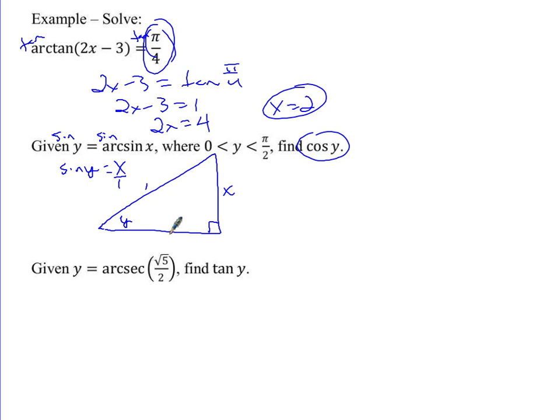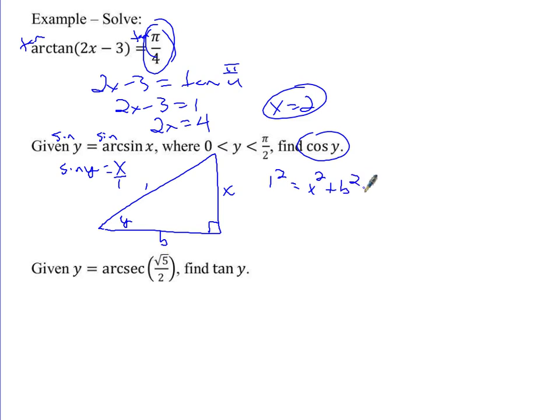Now, I don't know this side. We can find it because it's a right triangle. How am I going to find this? The Pythagorean theorem, yeah. So it's going to be 1 squared equals x squared plus whatever you want to call this, a or b, because the Pythagorean theorem is a squared plus b squared is c squared. B, okay. So then that's plus b squared.